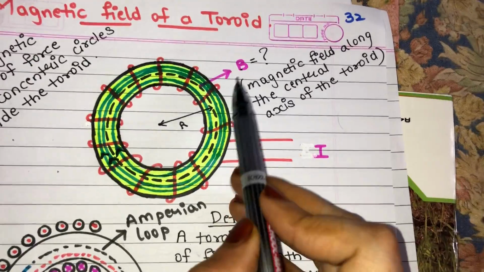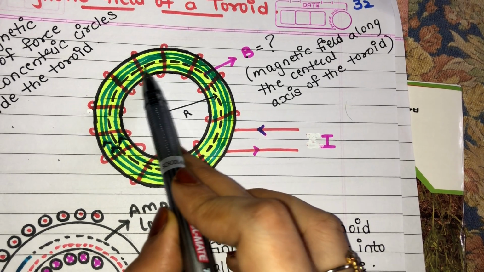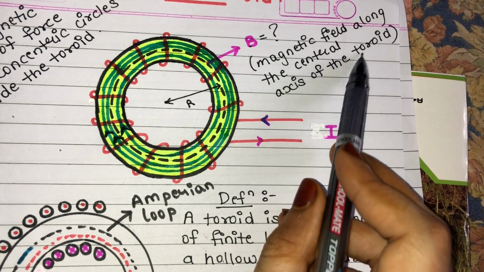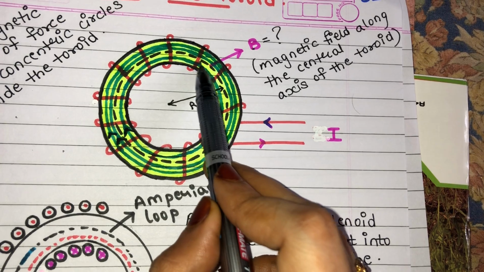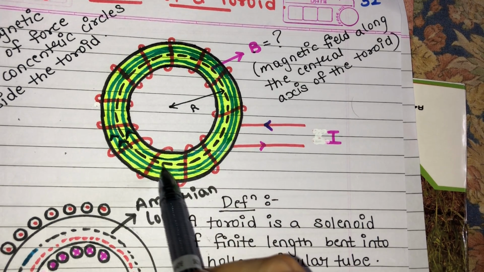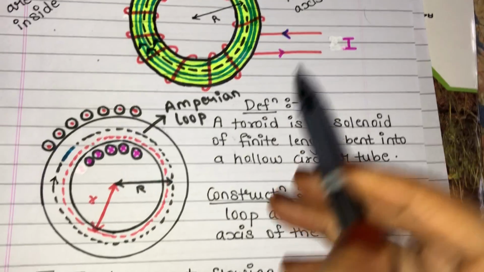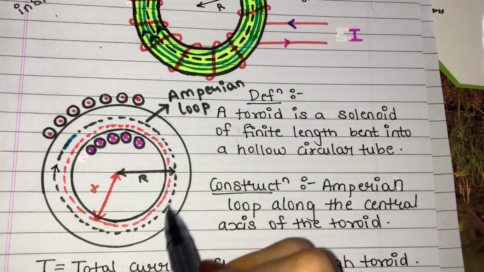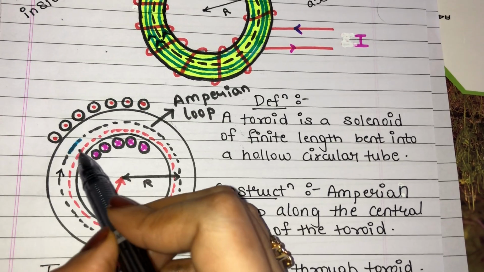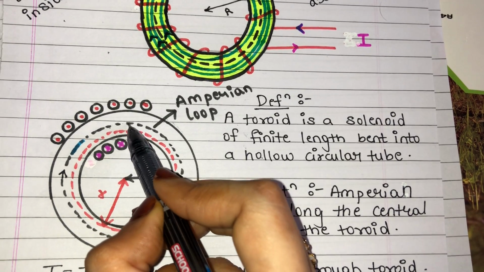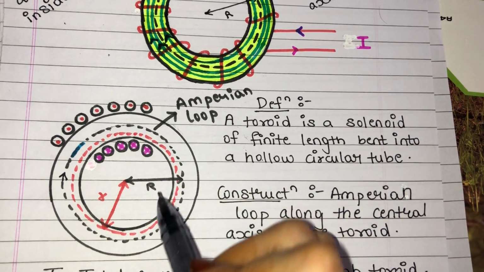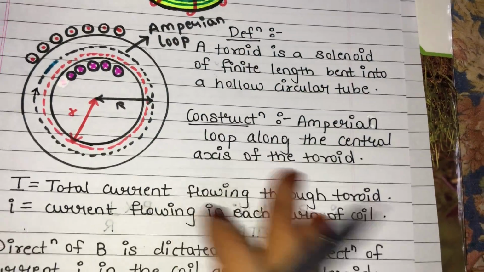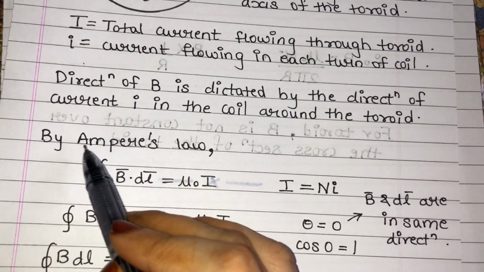Now for finding the magnetic field at the central axis of the toroid, I will draw an Amperian loop along the central axis of the toroid. Let this central axis be considered as a loop, and that loop is nothing but my Amperian loop. So I have removed all these magnetic lines from my toroid. I have just shown this central axis, which is my Amperian loop. Because I have drawn an Amperian loop, I will use the formula of Ampere's law.